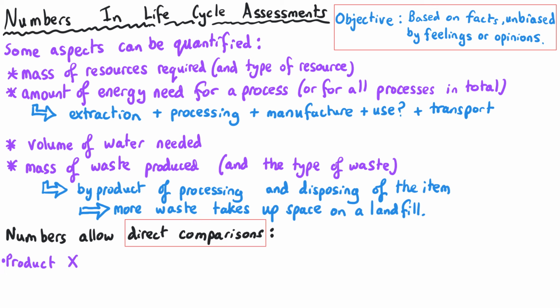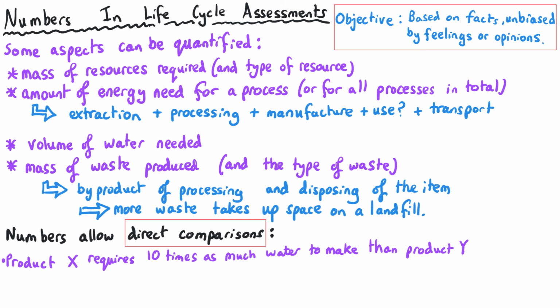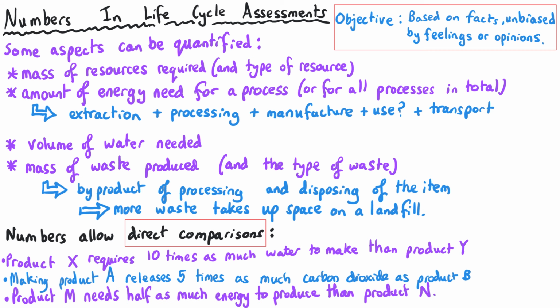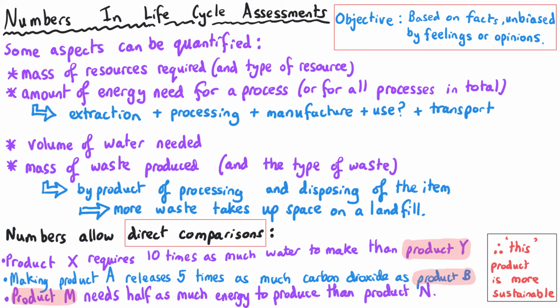This product requires 10 times the volume of water to produce than the other product. This product produces 5 times more CO2 than this product. Or this product requires half as much energy to produce than this product. And all the way along, we can therefore be saying this one is having a less negative impact on the environment, and so therefore it is more sustainable.